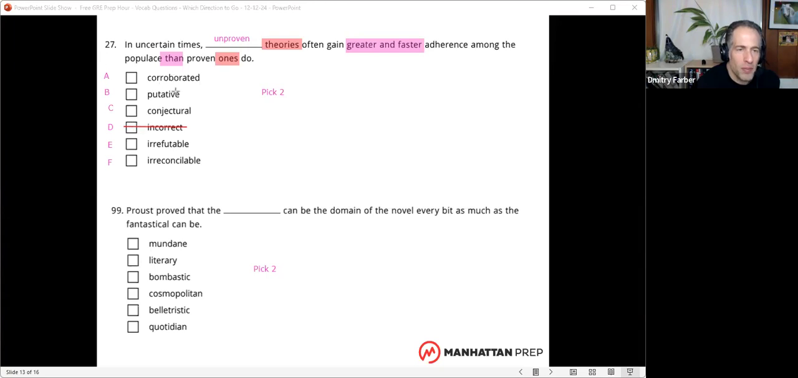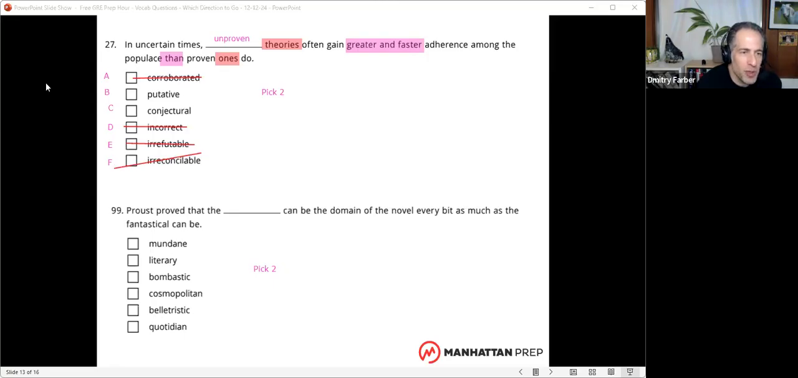Corroborated is the opposite. Corroborated basically means proven. Irrefutable means absolutely true, like that's stronger. It doesn't have a match at all. Irrefutable means there's no way you could refute it. It's definitely, definitely true without fail, right? That's a pretty strong statement to make in general, but there's no match for that, and it goes the wrong way. Irreconcilable means it can't be matched to something else. That's not clear what it would mean here. So we want these two.